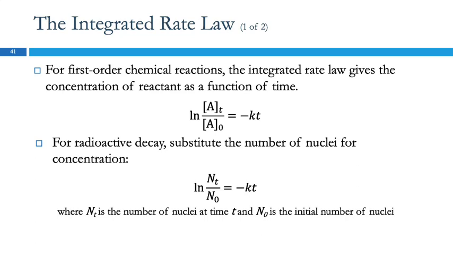Integrated rate law. Hopefully this doesn't give you nightmares or anything. So for first order chemical reactions, the integrated rate law is going to give us the concentration of the reactant as a function of time. When we're talking about radioactive decay, instead of looking at a molarity, we can look at the number of nuclei. So this is the number of nuclei at time t, and this is the number of nuclei that were originally present.